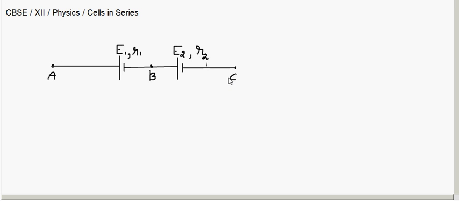So let E1 and E2 be the EMF of the two cells connected in series. Let R1 and R2 be the internal resistances.